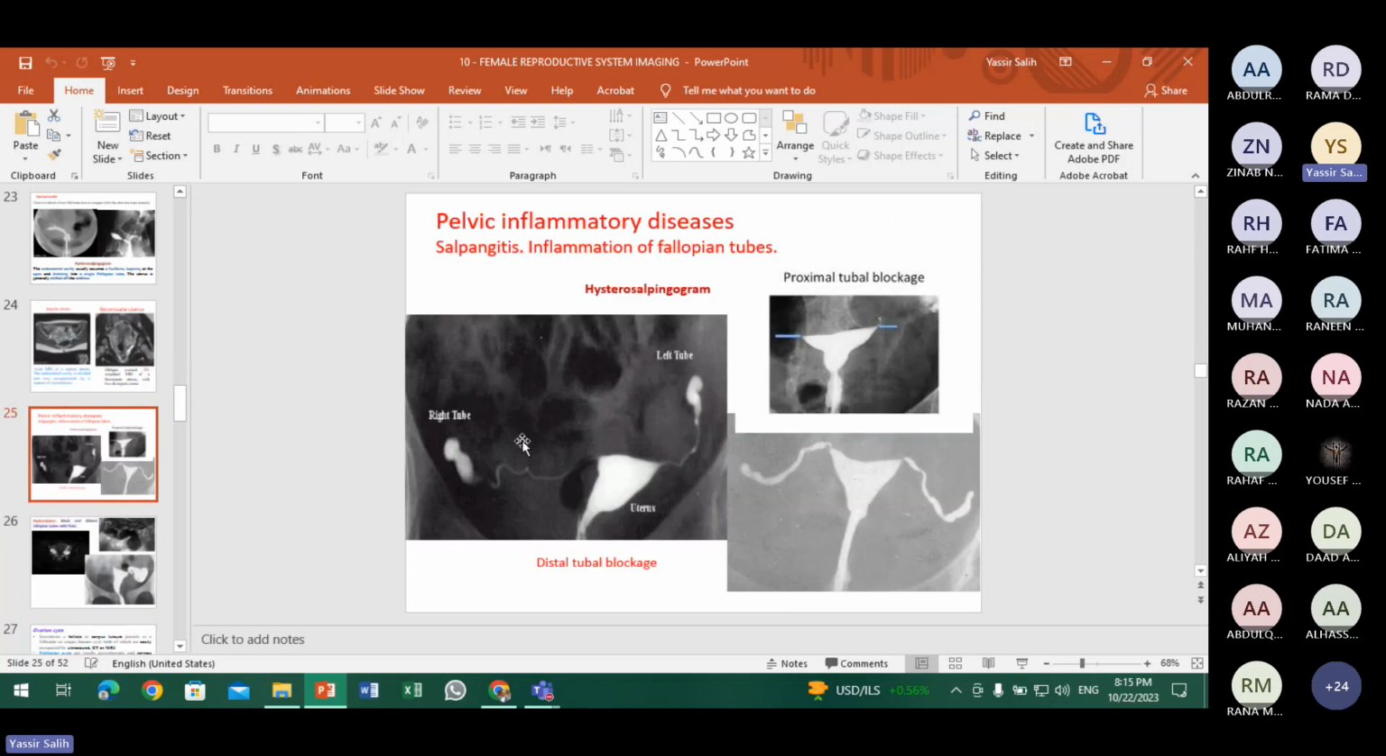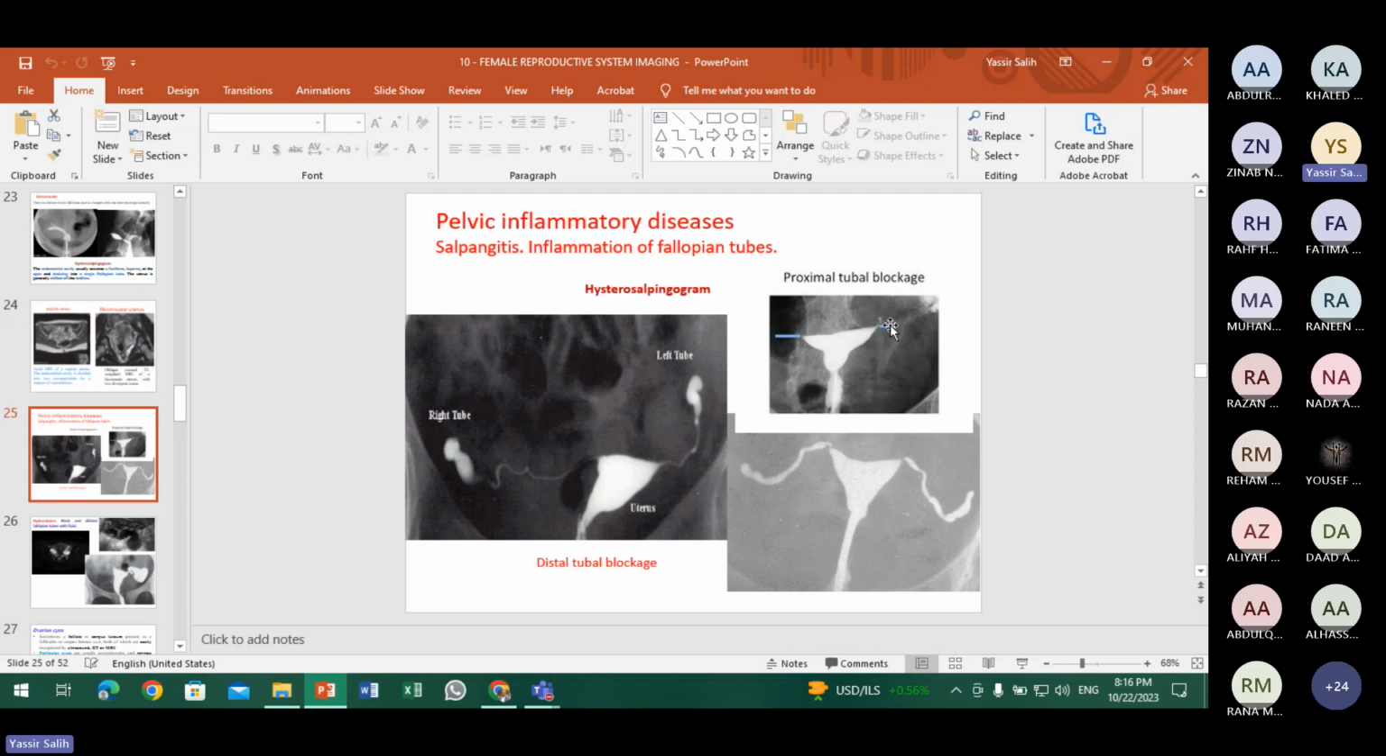Okay, here we went back again to the HSG. What do you see in this one? Also distally abnormal, blocked fallopian tube. Yes, there is a distal blockage bilaterally with hydrosalpinx without spill of contrast. But in this one there is a proximal blockage.